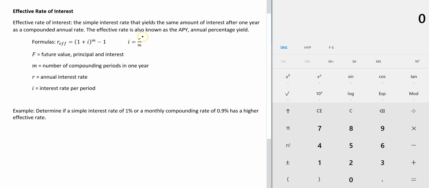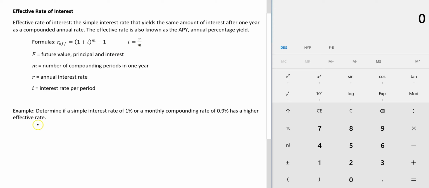The effective rate is also known as the APY, annual percentage yield, not annual percentage rate. The formula is R for rate, subscript EFF to stand for effective. So the effective rate is equal to the quantity 1 plus I raised to the m power. Notice it's just m. M is the number of compounding periods in 1 year. We only look at a 1 year perspective. And then minus 1. I equals R over m still.